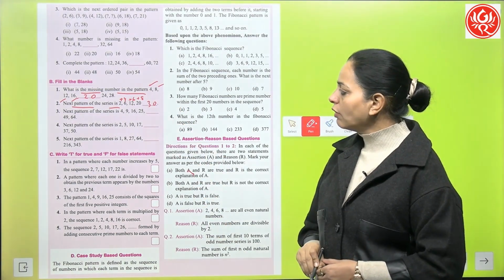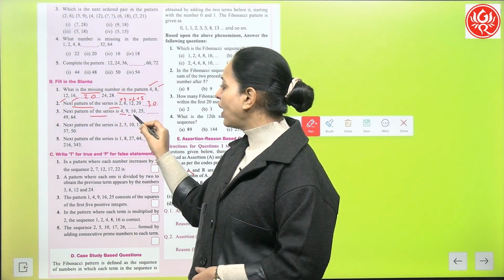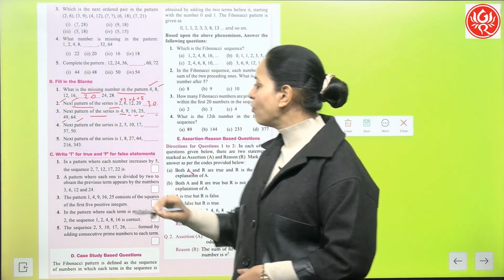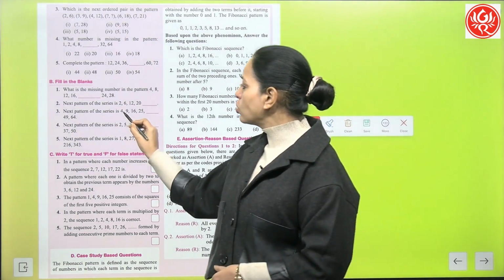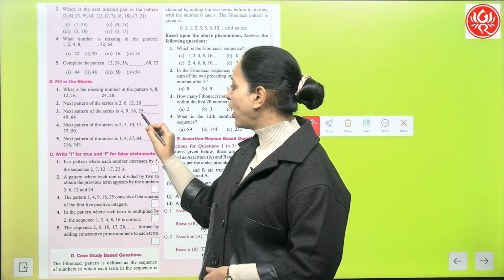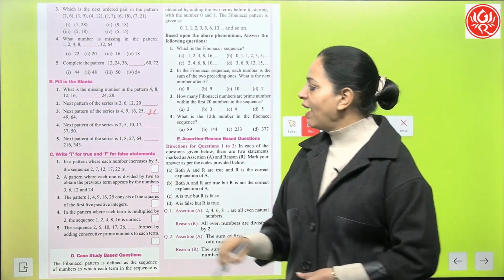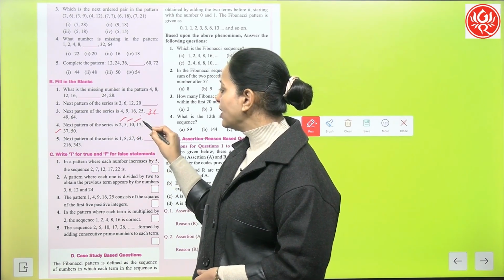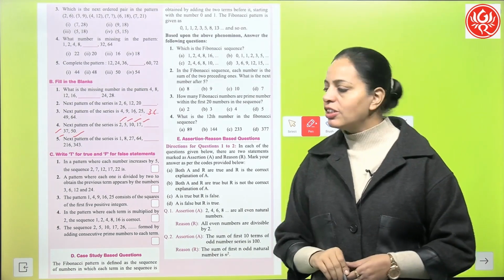Okay. Now the third one, next pattern of the series is 4, 9, 16, 25 dash 49, 64. These are what? These are the square numbers. 2 square, 3 square, 4 square, 5 square. So 6 square, that is 36. Now the fourth one, the series given is 2, 5, 10, 17 dash 37, 50. You can try this one.